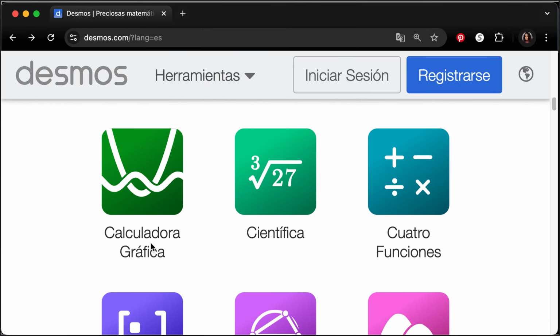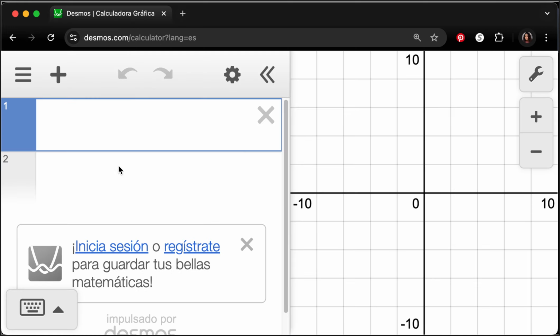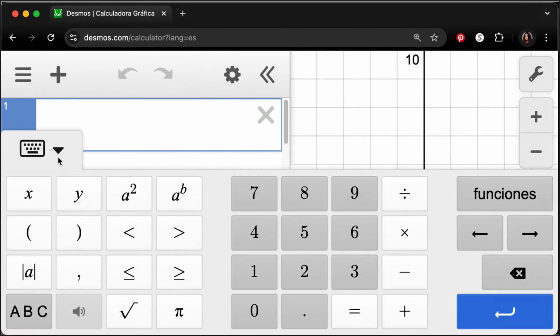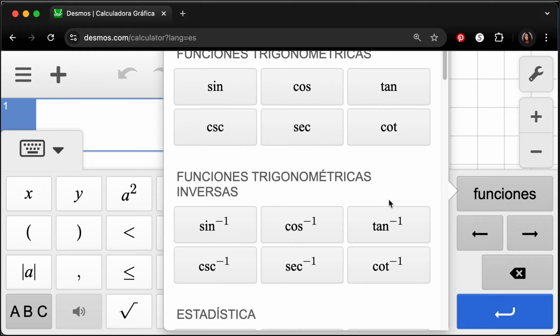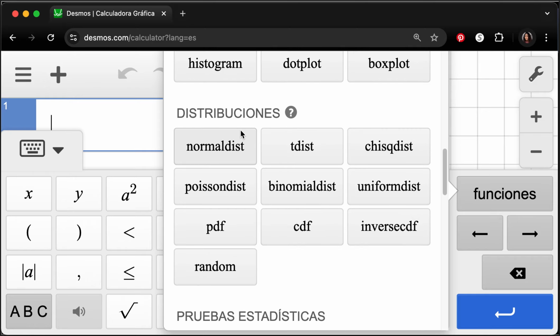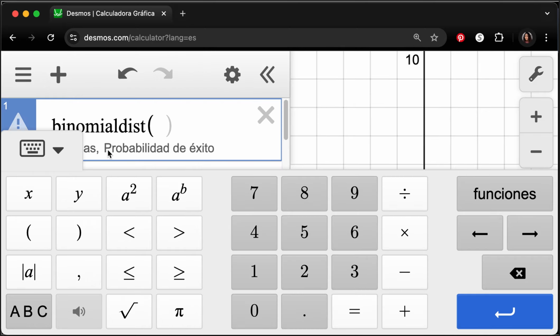I'm going to use the graphing calculator. The scientific calculator does not have this feature, so make sure that you are in the graphing suite of Desmos. Mine's in Spanish. Your calculator should have the same buttons, just in a different language. You're going to click here on the keyboard menu, and you're going to go to functions. You're going to scroll down until you see distributions. We are going to be having a binomial distribution.